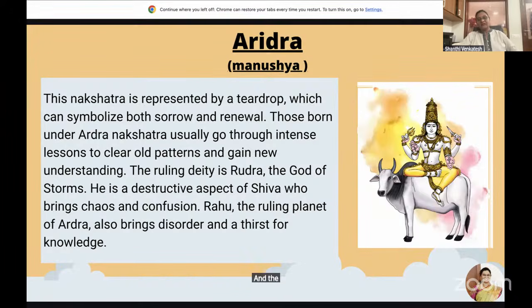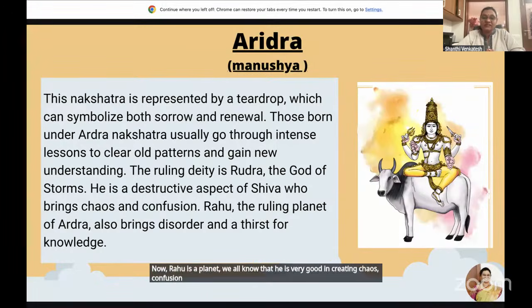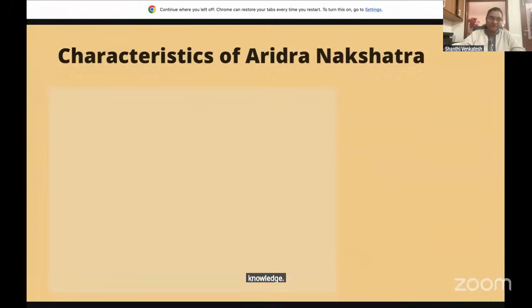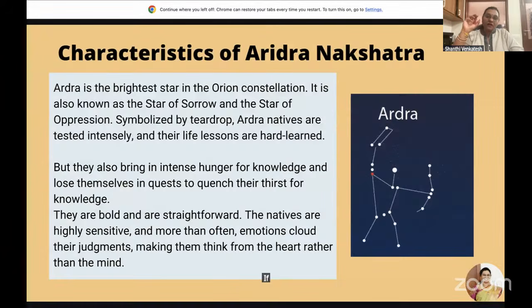The planet which owns Aridra Nakshatra is Rahu. Now, Rahu is a planet, we all know, that is very good at creating chaos, confusion, disorder. But at the same time, Rahu has a great thirst for knowledge. Aridra is a nakshatra found in the Orion constellation. It is one of the brightest stars in the Orion constellation. And because it is represented by a teardrop, it is known as a star of sorrow.